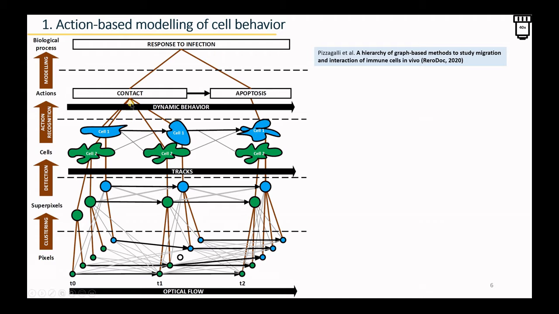For instance, we can group these 4 cells into an action called contact, meaning that these cells are undergoing the formation of a contact, and then we can detect maybe another action afterwards, which is apoptosis. So we can understand that before there was a contact, and after cells underwent apoptotic cell death. And this is a way to model a biological process, like the response to an infection.